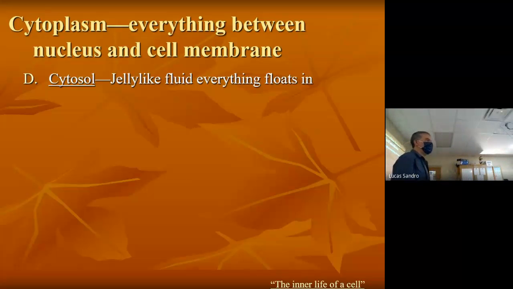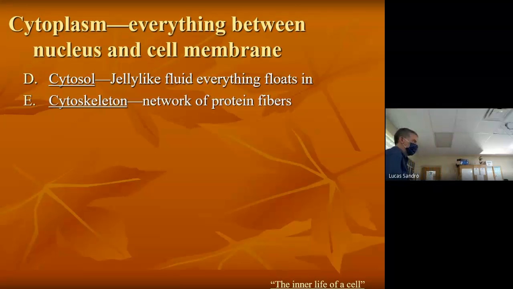So you noticed in the kind of complicated drawing I gave you of the fluid mosaic model, on the inside of the cell membrane, there were lots of little fibers. And that's what I want to talk about today, what's called the cytoskeleton. It's a network of protein fibers running throughout the cell. There's proteins in it.